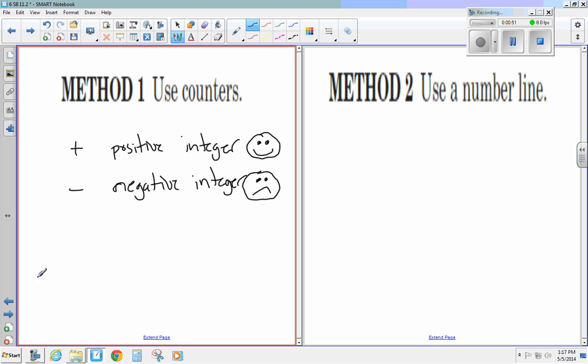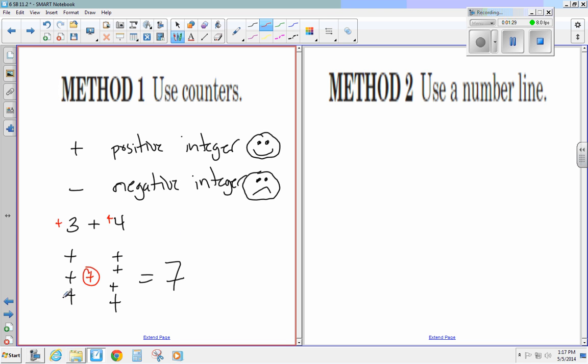So using counters, that means if we're adding integers and we're doing plus, plus, plus, and we have 3, and we're adding 4, plus, plus, plus, plus, you then combine all of the pluses together to get 7 pluses. So that is 3 positives and 4 positives. You're adding them together, so it's 1, 2, 3, 4, 5, 6, 7.